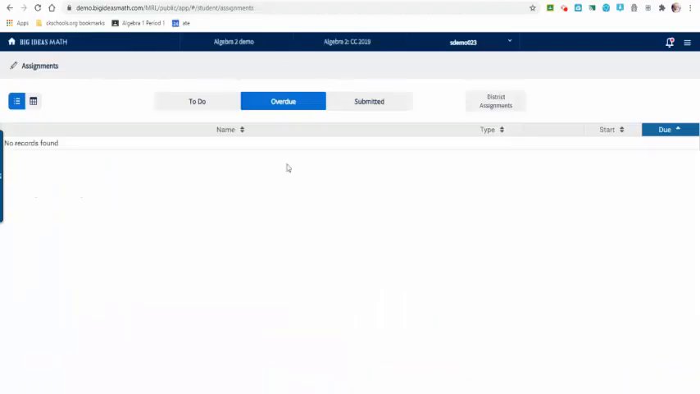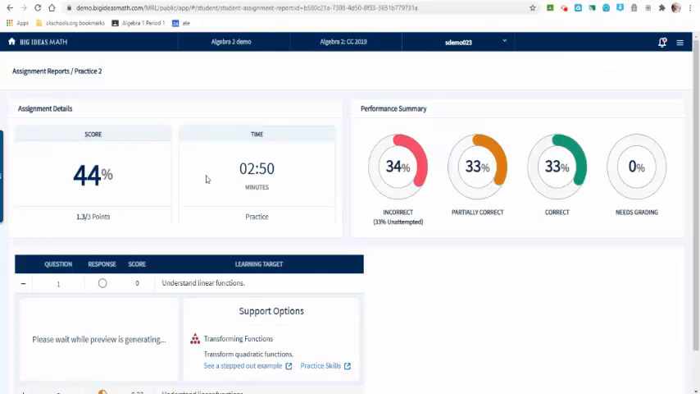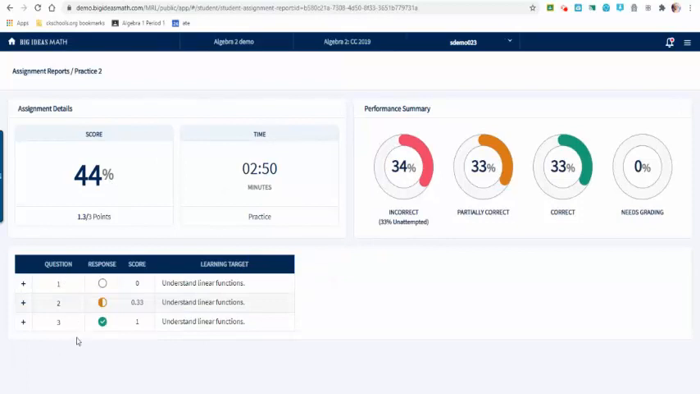I just completed my late assignment, so I have no more late work to do. I can go and check my work under Submitted. Practice number 2 is the late work that I just did. I see that I got 44% correct. So if I click on this, I can go back and look at it. My teacher and I can also see that I only spent 2.5 minutes on this assignment and got a 44%. So down here I can see of the 3 problems, I forgot to answer problem number 1. I got problem number 2 partial credit. I only got 1/3 of it correct. And I got problem number 3 all the way correct.